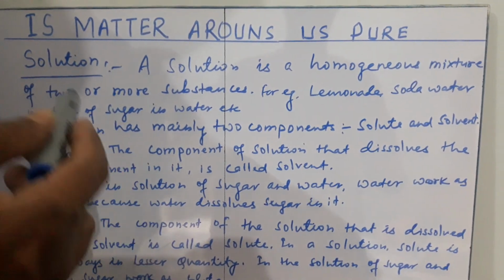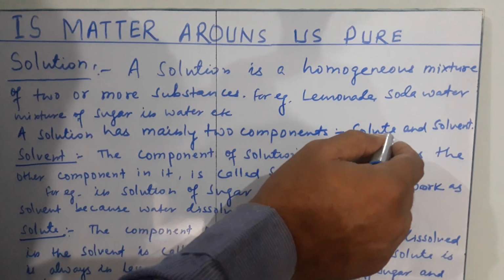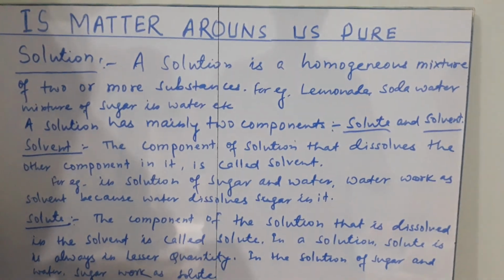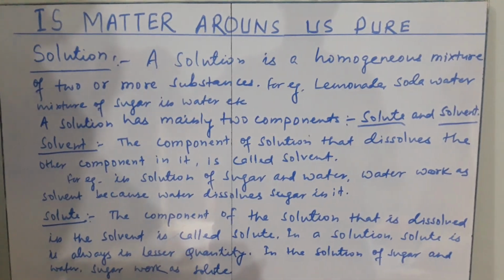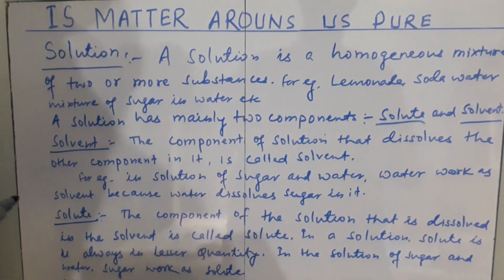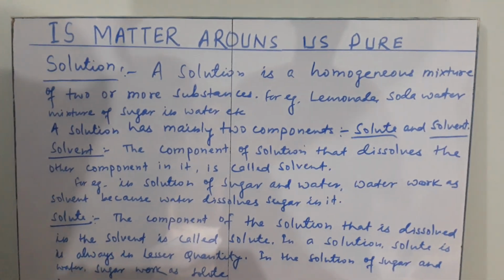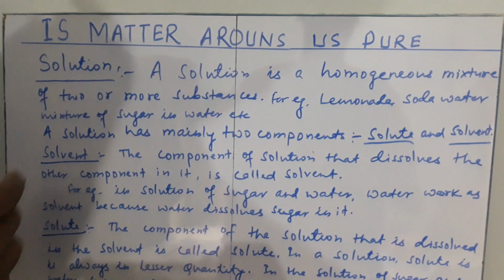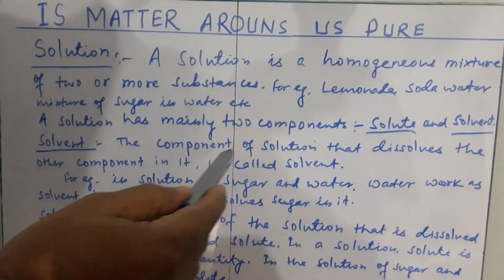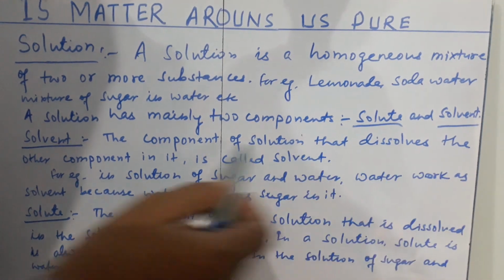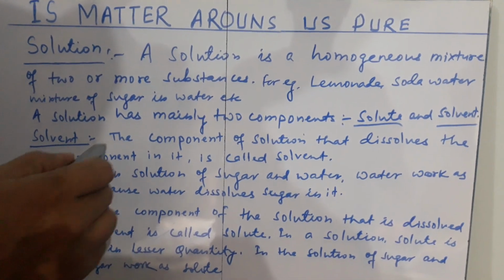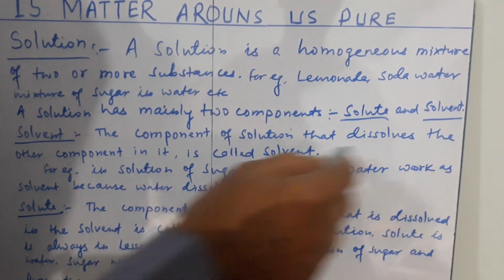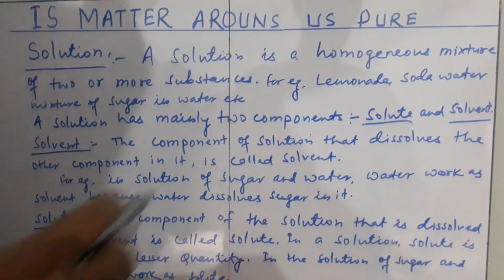Two components means two types of component, and that is solute and solvent. Solute and solvent make a solution. Now we'll see solvent and solute separately. First of all, we'll talk about the solvent. The component of solution that dissolves the other component. I am repeating, the component of solution that dissolves the other component in it is called solvent.